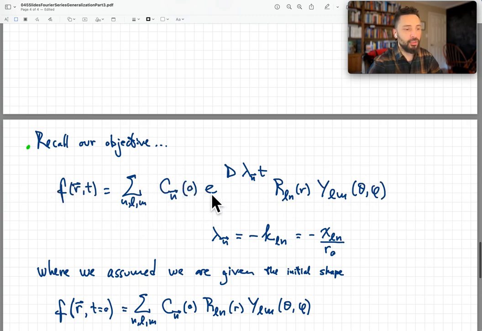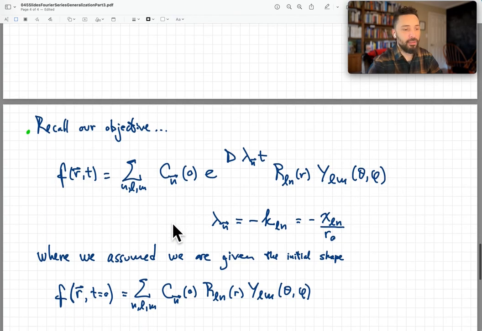Here are the initial conditions, this is our time dependence, then our radial part, which we just discussed, and then the angular dependence given by the spherical harmonics. And now we have zeroed in on what exactly the eigenvalues are.